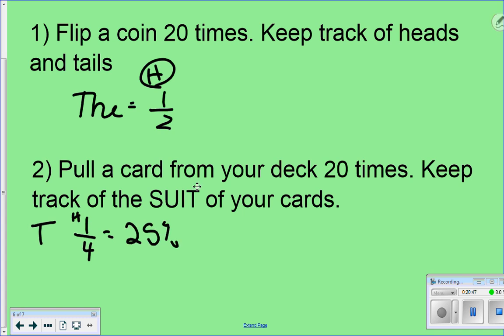I'm going to have you pull a card from your deck 20 times, and you need to make sure you record what suit it is. You guys know the suits? There's clubs, diamonds, hearts, and spades. Make sure you're shuffling every time, because we don't want the same card to come up all the time. So keep track of what suit you're getting, 20 times with your partner. Okay? Ready, set, go.